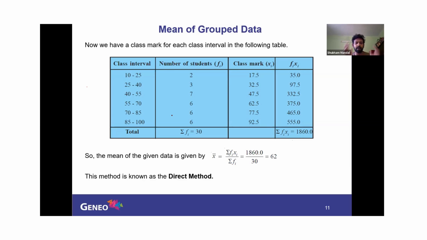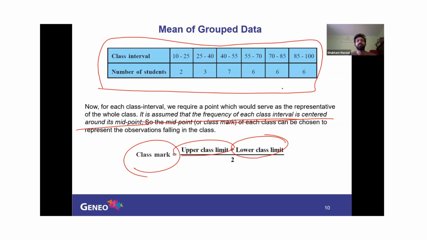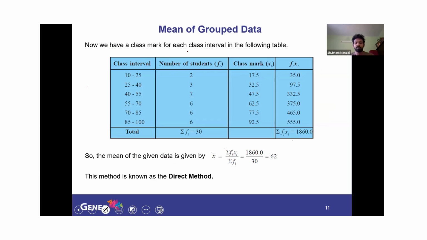Once you make the class interval table, after this, it's very easy. You find the class marks, which is upper limit plus lower limit divided by 2 for each of them. Then you get this table. Then multiply frequency and class mark for each of the classes.